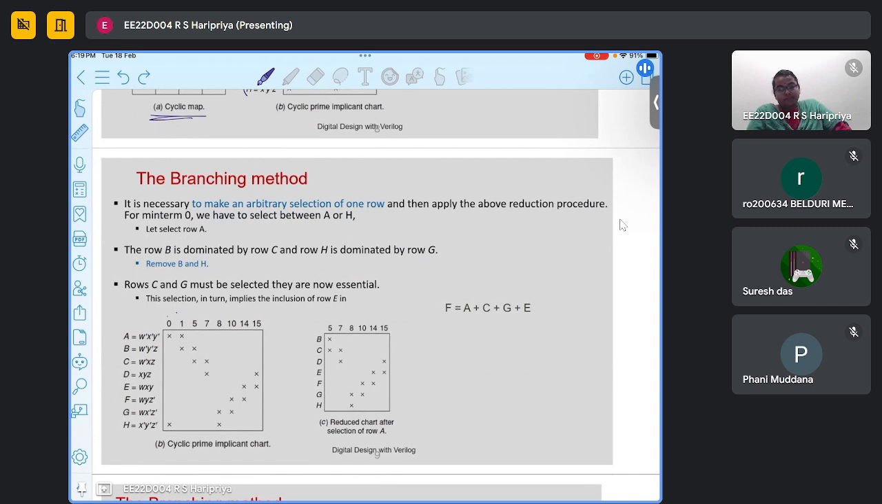So what is branching? In branching, for example, we choose the first one, that is, we say A is essential. When A is essential, then we can remove this and this. So from 5 to 15 we need the minterms to be covered, and from B to H. Now C is dominating over B, so we can remove B.